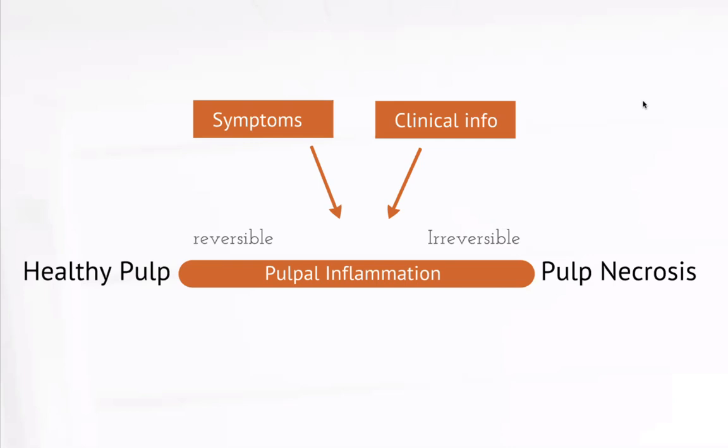Now, I want you to imagine that you have a line, with pulp necrosis on one side and healthy pulp on the other. I want you to think about the status of reversible and irreversible and ask yourself, is there a tipping point where we can tell that the pulp has gone from reversible to irreversible pulpitis? And if so, how can we identify it based on whether there are symptoms or clinical information? And to answer these questions, we need to ask ourselves another question.